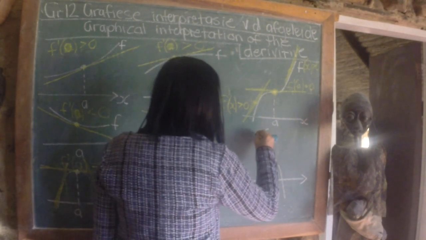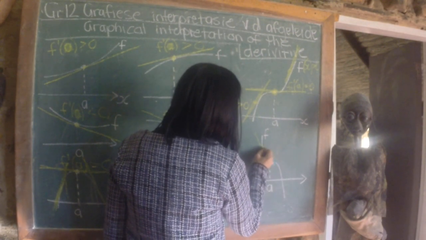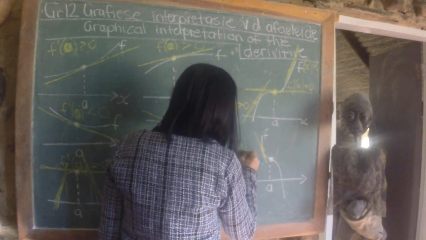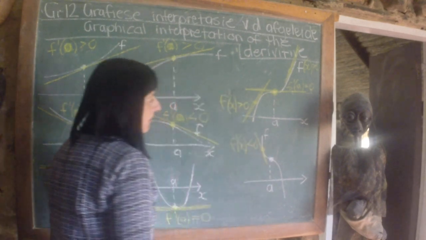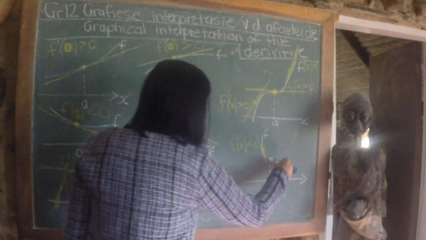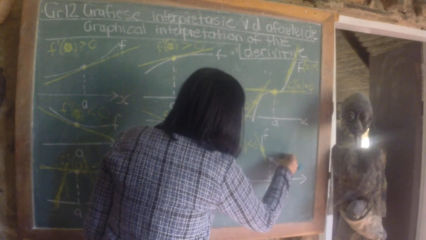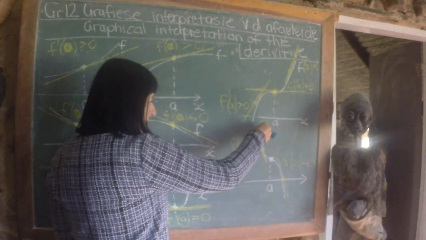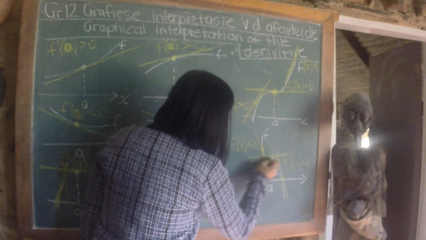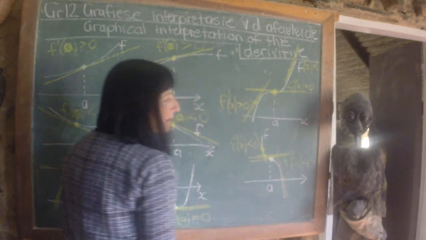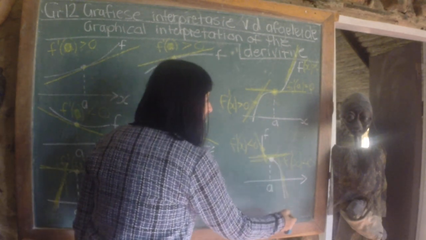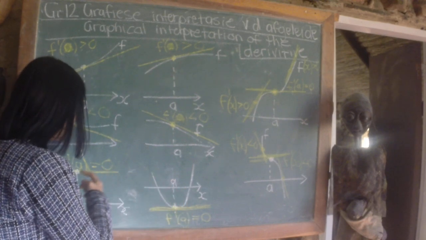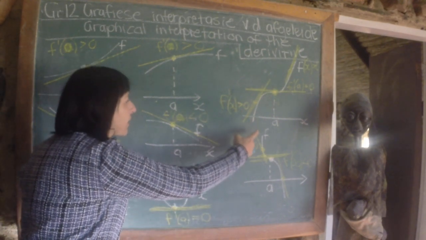Kyk byvoorbeeld hier. Hierso is my gradiënt van my raaklyn negatief. So f aksent x gaan hier kleiner wees as 0. The gradient of the tangent is going to be negative. The same over there. It's going to be negative. So can you see this function is now descending, and after this stationary point, it's again descending. So hier kan nie 'n draaipunt wees nie, dit moet 'n buigpunt wees. So dit is hoe ek weet wanneer is dit 'n draaipunt en wanneer is dit 'n buigpunt.